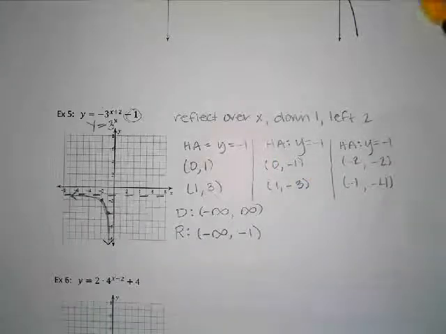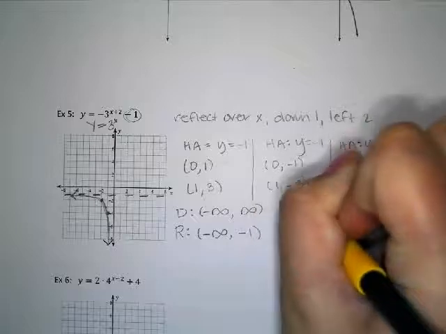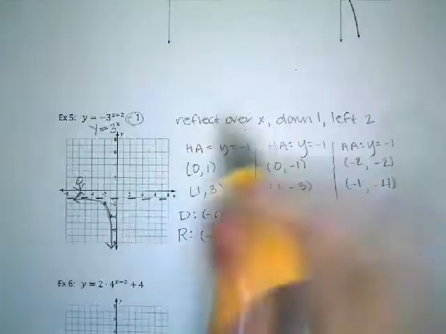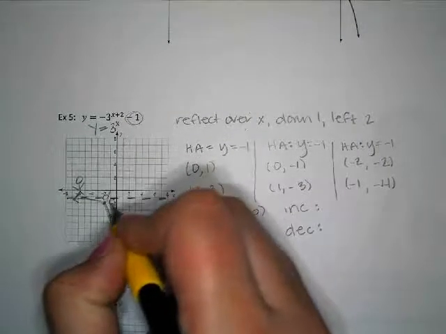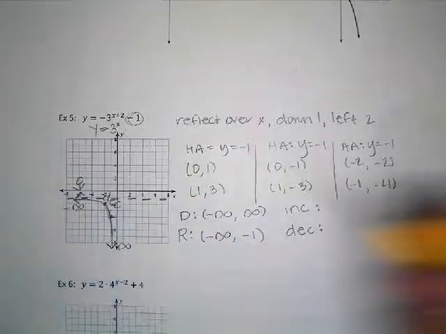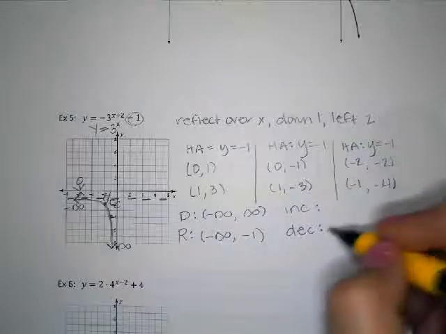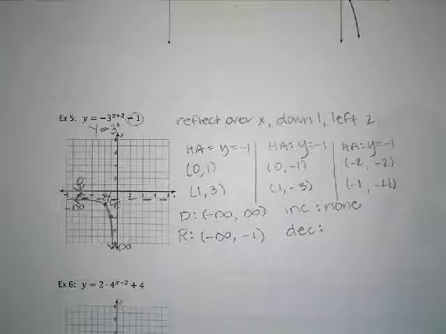All right, what else do we have? Increasing and decreasing. Okay, here's our stick figure. Which direction is our stick figure walking? Downhill. Here's negative infinity, here's positive infinity, left to right. So for increasing, I'm going to put none. For decreasing, I'm going to put negative infinity to positive infinity.